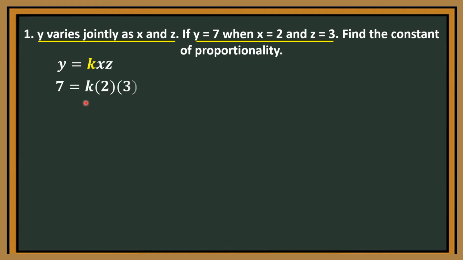So that is 7 is equal to k times 2 times 3. Then multiply the 2, that is 6. Therefore, 7 is equal to 6k. Solve for k by dividing both sides by 6. So you can cancel 6 sa right side. So matitira ang k. Therefore, k is equal to 7 over 6. That is the constant.